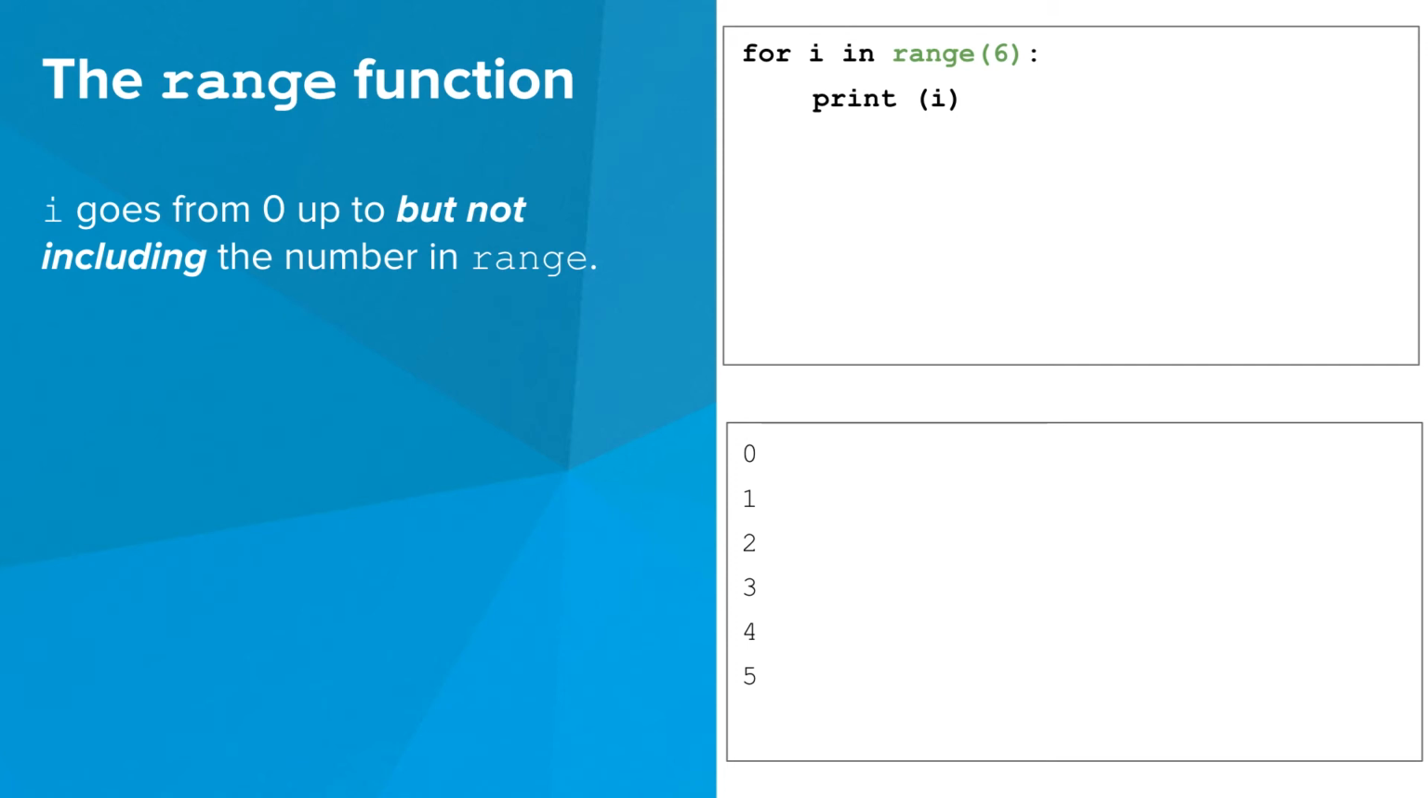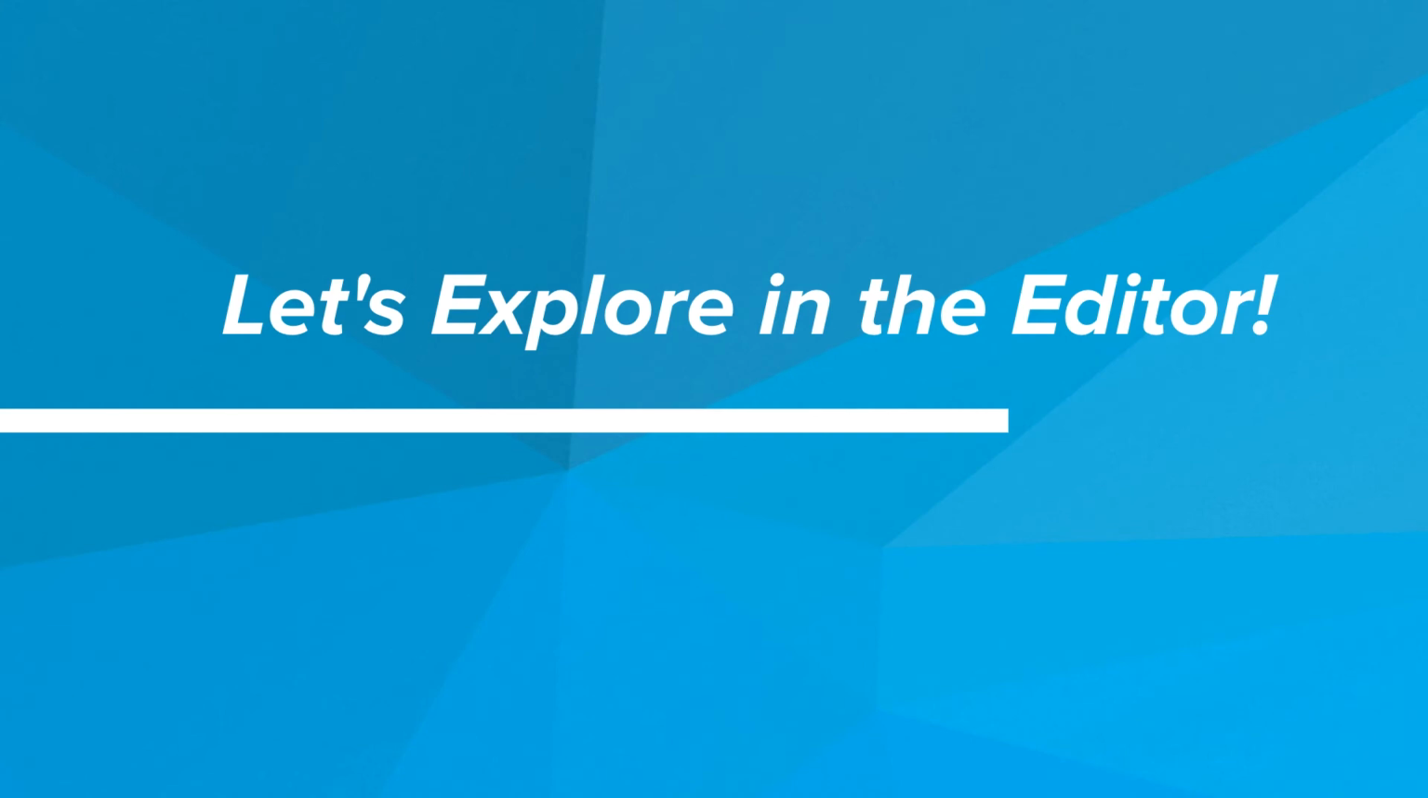Change the number in range, change what values i reaches before the loop ends. In this case, it reaches 5, which is 1 less than 6. Now it's time to explore in the editor.